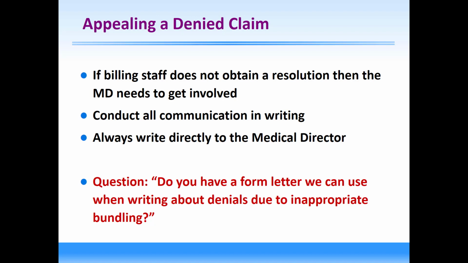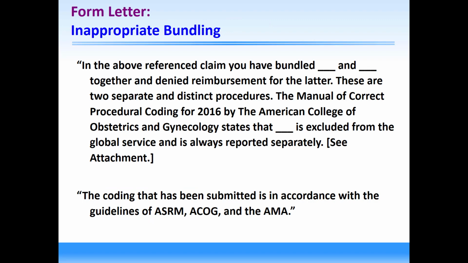A question that we receive on the coding committee quite commonly is, do you have a form letter for us that we could use when writing about denials due to inappropriate bundling? And we do. So I'll help you with that in this next slide. So this is a form letter that you could use. In the above referenced claim, you have bundled, and you would insert the procedure, say tubal anastomosis, and insert the procedure abdominal myomectomy together, and denied reimbursement for the latter. These are two separate and distinct procedures.